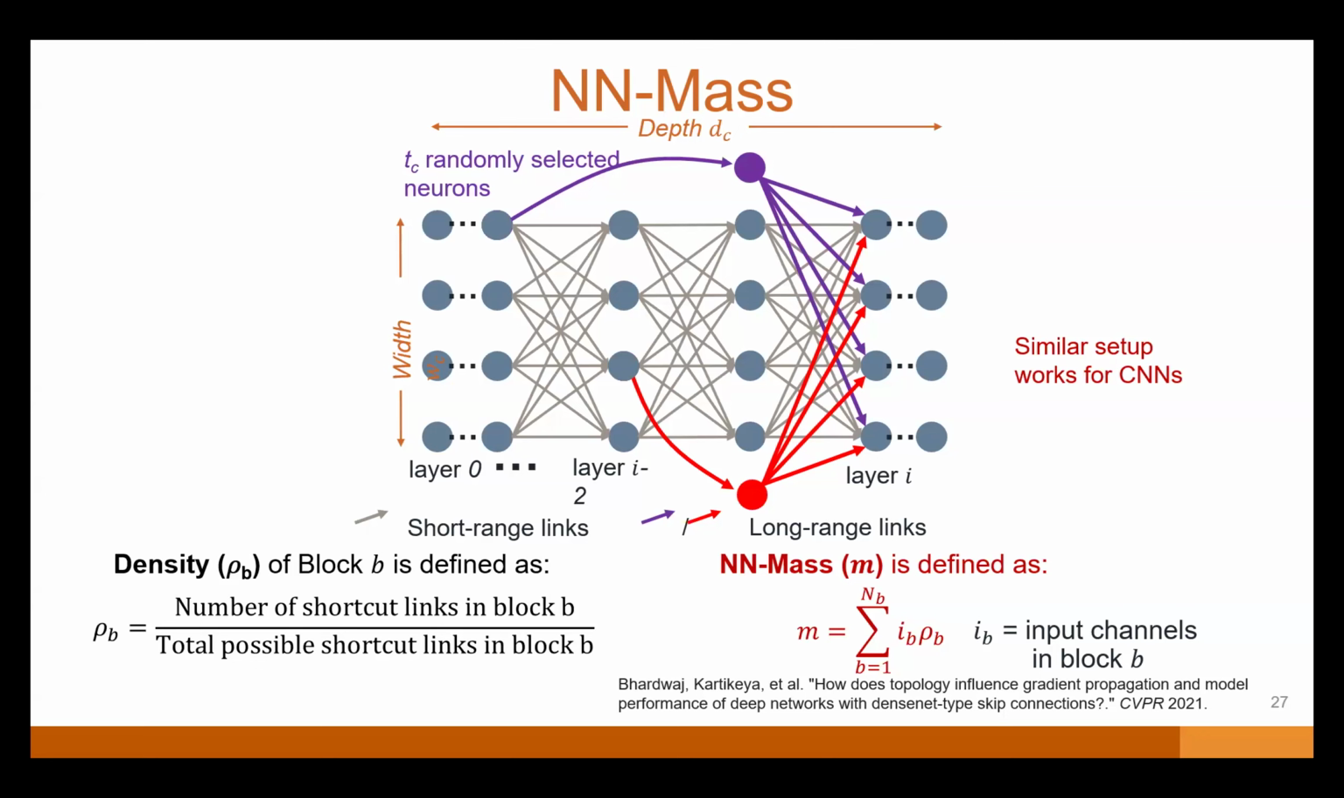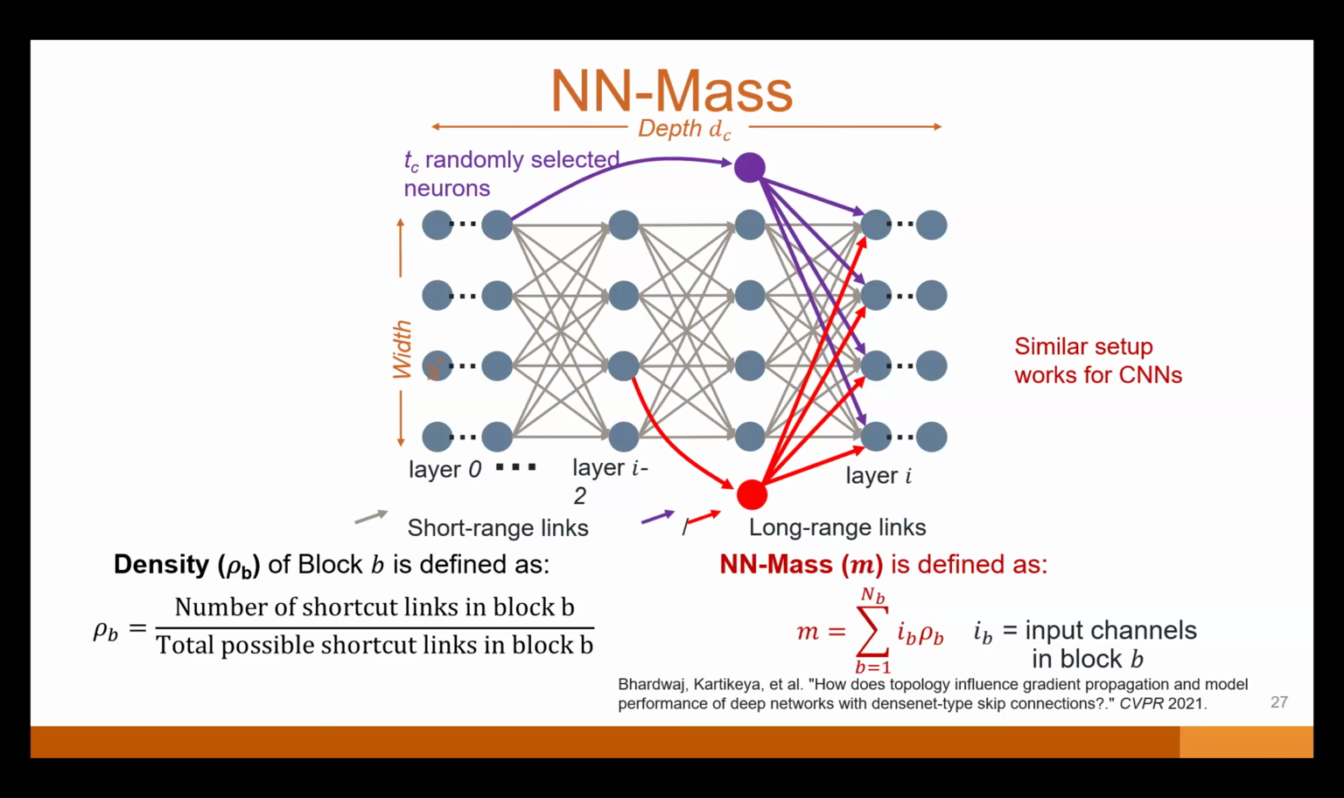So in other words, in this case, we take a topological or a structural view on the network, and we try to see if we can identify any proxy or any metric that will reflect that in terms of quality of the network, in terms of achieving a higher level of accuracy. And in this case, we define two metrics. One of them is so-called density of a block, which is the ratio between the number of shortcut links in the block and the total possible of shortcut links in that block. And this is the rho B, the density.